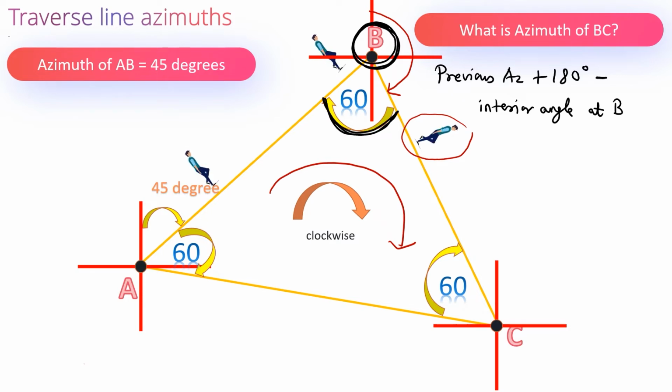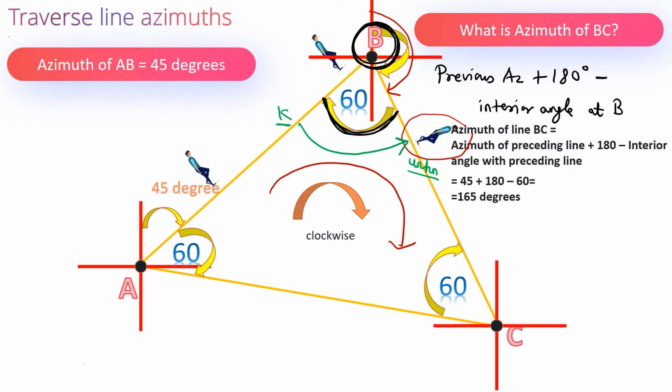Or you can also say this as like this. You take the angle of the line whose azimuth is known with the line whose azimuth is unknown. So this is known, this is unknown, right? So known to unknown. You find the angle between the line whose azimuth is known and the line whose azimuth is unknown, right?